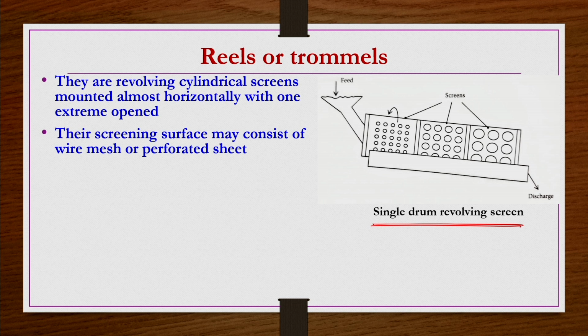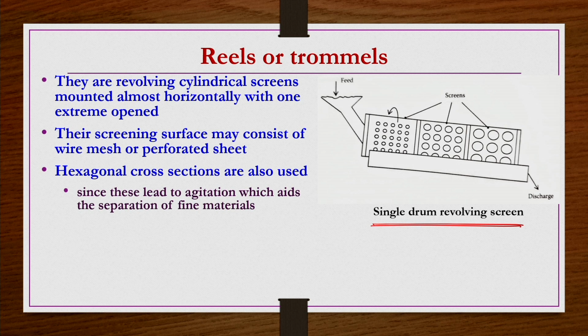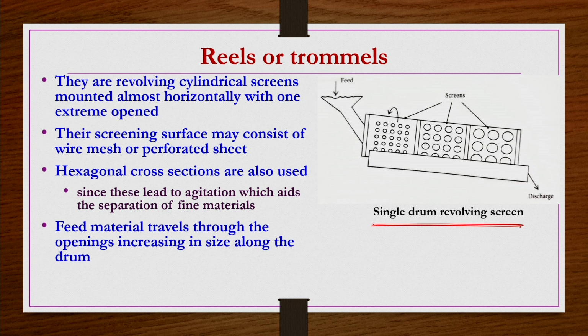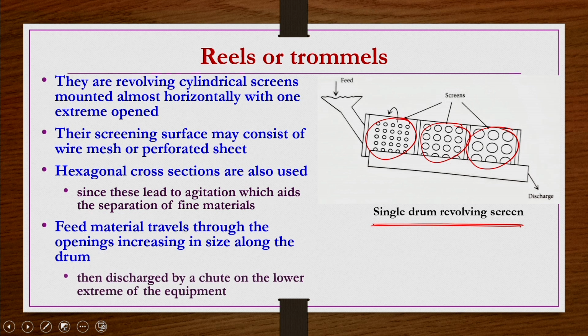The screen surface may consist of wire mesh or perforated sheets. Hexagonal cross sections are also used in general, since these lead to agitation which aids the separation of fine materials. The feed material travels through openings increasing in size. We can see the size increasing here, the smaller one, then the middle one, then the larger opening. So, the feed material travels through the openings increasing in size along the drum, then is discharged by a chute on the lower extreme of the equipment.